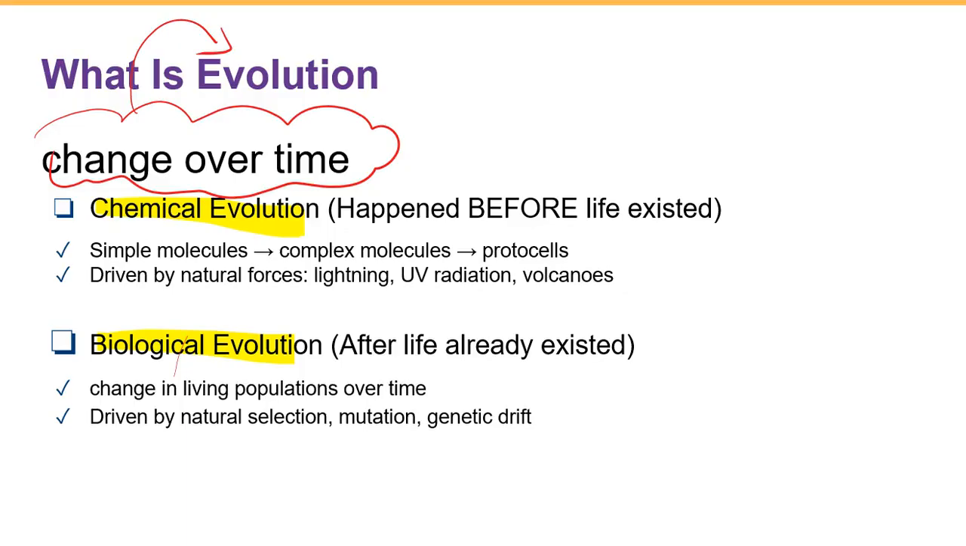Biological evolution started after the first living cells appeared. This is the type of evolution we usually talk about: how species change over time, how new species form, how life becomes more diverse. So biological evolution includes concepts like natural selection, genetic variation, mutation, adaptation, and genetic drift.